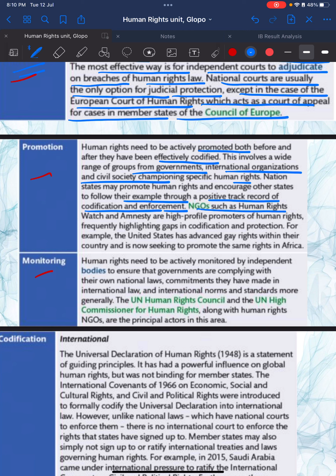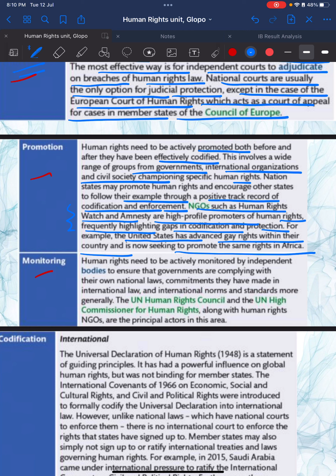NGOs such as Human Rights Watch and Amnesty are high-profile promoters of human rights, frequently highlighting gaps in codification and protection. So they are the torchbearers to keep all the human rights high. They are the ones who would talk about the codification, protection, and all these things. For example, the United States has advanced gay rights within their country and is now seeking to promote the same rights in Africa. So who are doing this? These are some bodies. It could be the government or the non-governmental bodies.